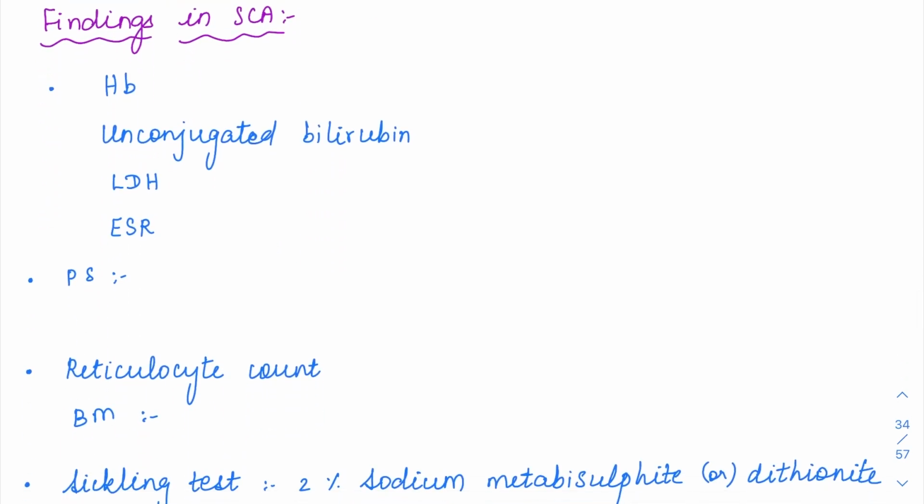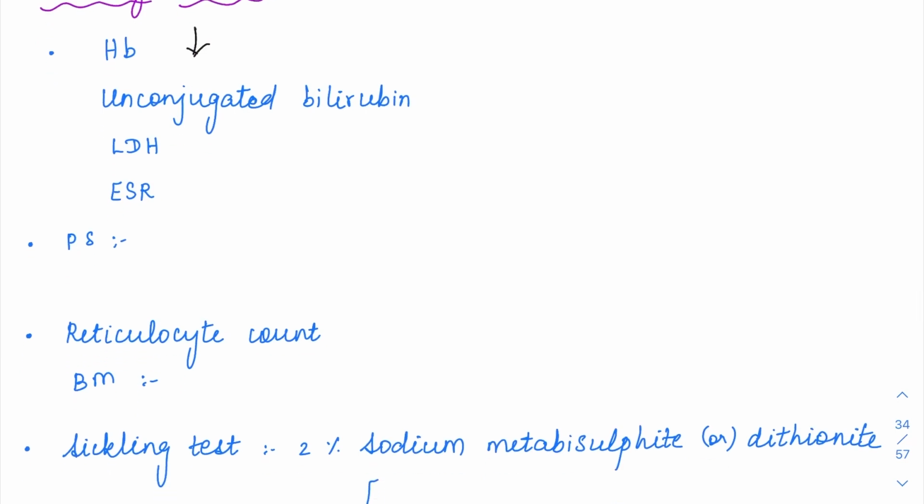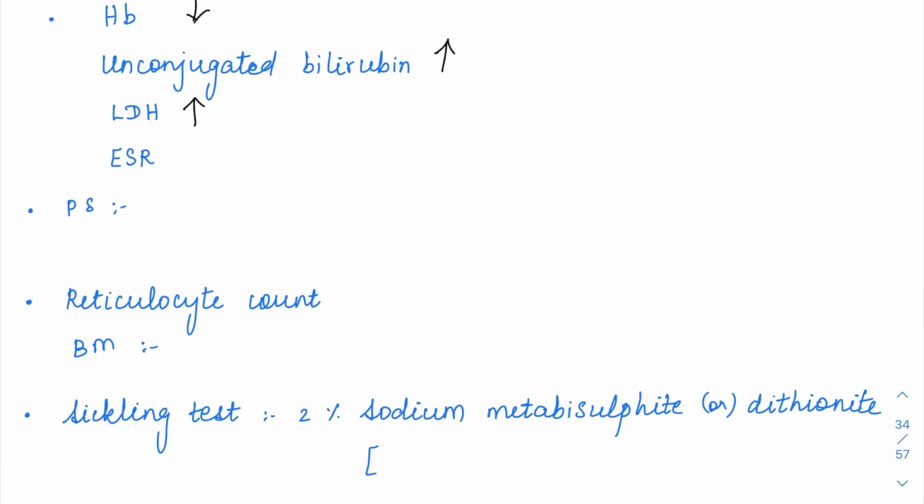So what are the findings in sickle cell anemia? Starting with hemoglobin, because of anemia, it is going to be decreased. Bilirubin levels, because of hemolysis, there is going to be an increase in unconjugated bilirubin. LDH levels will be elevated in both intravascular and extravascular hemolysis, so it doesn't matter. Then ESR, so what is going to happen to the ESR? It is going to diminish, because sickle cells cannot stack like a rouleau. So without rouleau formation, ESR cannot be fast, right? So the ESR is going to be diminished in sickle cell anemia.